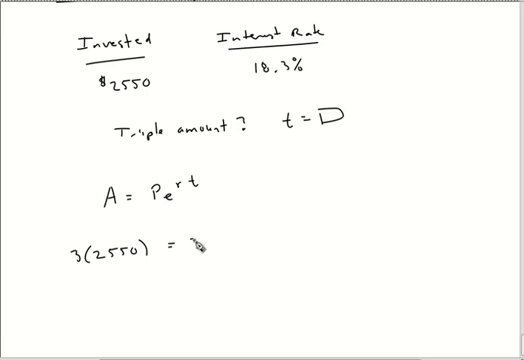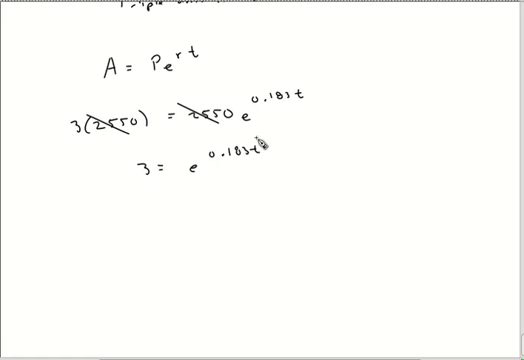But this 2550 is the original amount. r is the 18.3, and then I need to solve for t. Well, these guys cancel immediately, and so you're left with something much easier to work with. Do you see why I said you didn't need that original amount? It's kind of funny, right? So time to triple is always the same for a particular interest rate. Now, if you change your rate, then it's all going to be different, of course.